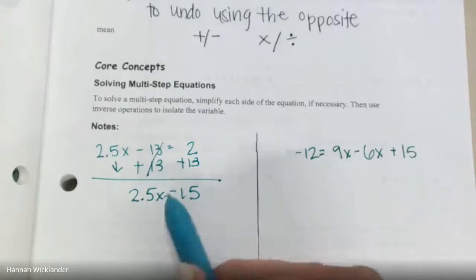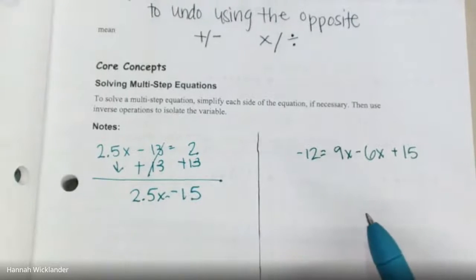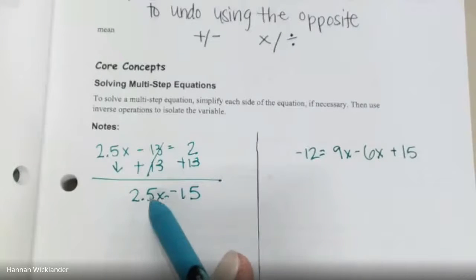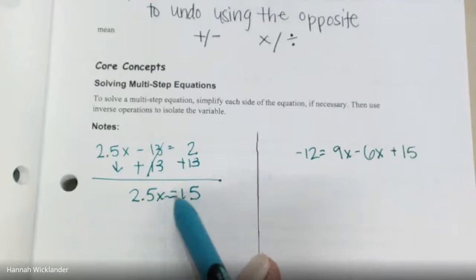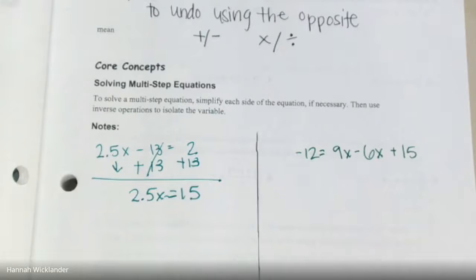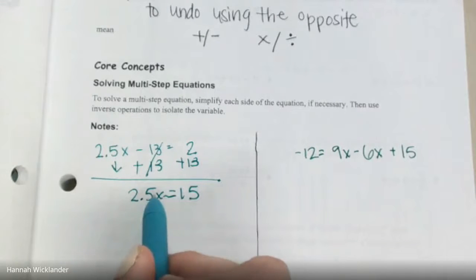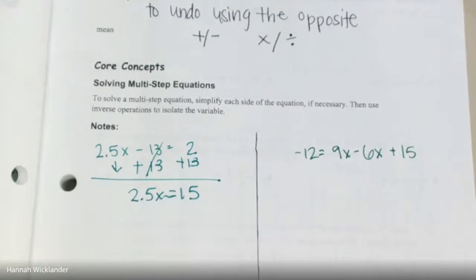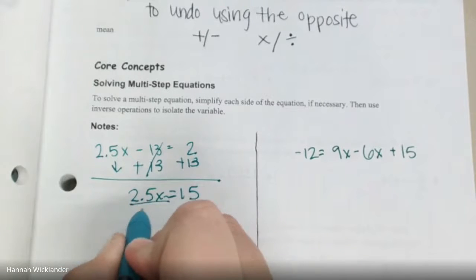Okay. So now it's just a one-step equation like we did on Tuesday. So I have 2.5x equals 15, and I'm trying to solve for x. So to get x by itself, I'm going to get rid of the 2.5, and since they're being multiplied together, I'm going to do the opposite of multiplication, which is division. So I'm going to divide by 2.5 to get x by itself.